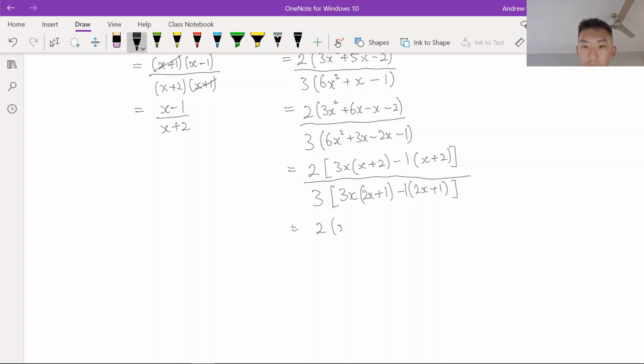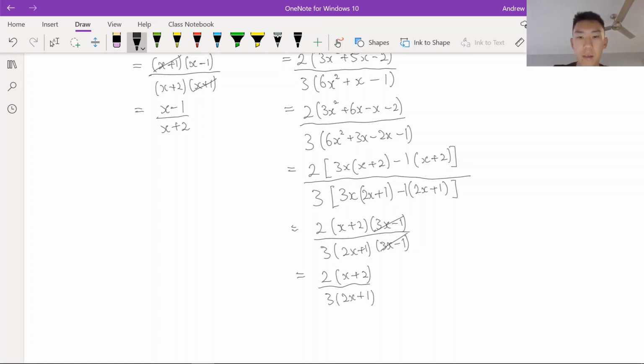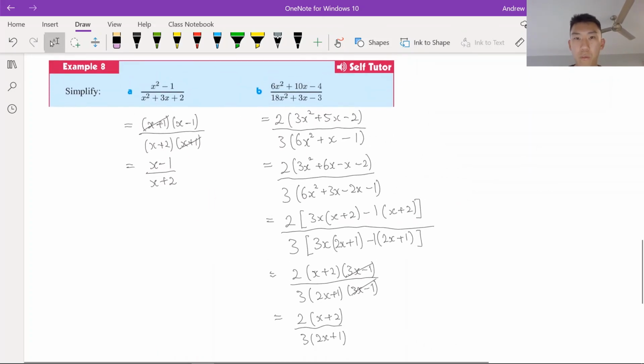And then we have 2 outside of (x plus 2)(3x minus 1), over 3 outside of (2x plus 1)(3x minus 1), because look what you see here. Common factors go. Our simplified solution to this expression is 2 outside of (x plus 2) over 3 outside of (2x plus 1), and there's no more for us to do there. So that is by far the longest one. I was actually looking at this at the start and thinking about whether it was this long or not, but it turns out it actually is.